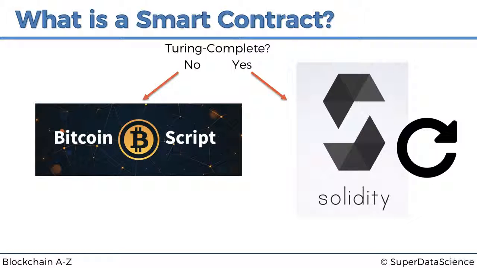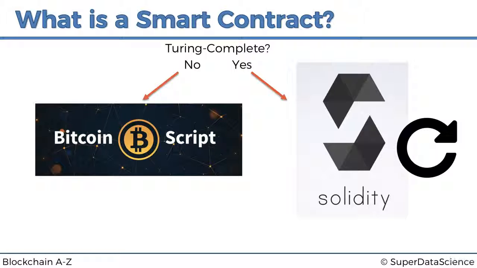And so to avoid any potential problems with programs running forever or going into infinite loops, Bitcoin script decided not to include loops. Solidity, on the other hand, found a way to include loops, and we'll see how further down in this part of the course.